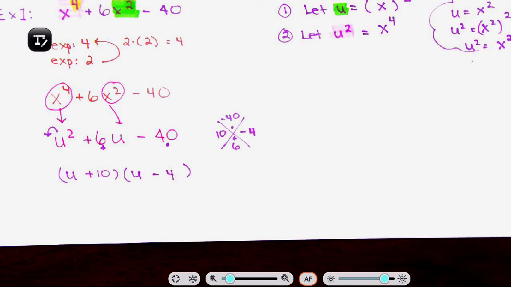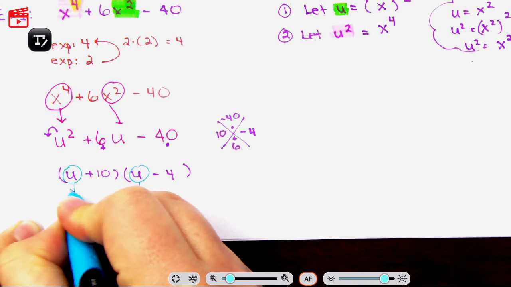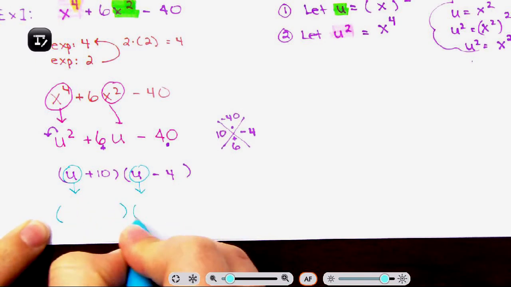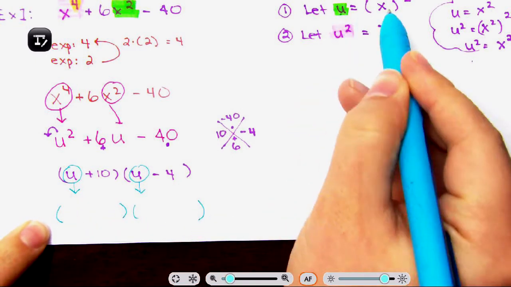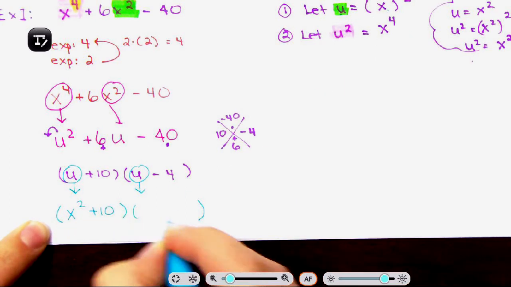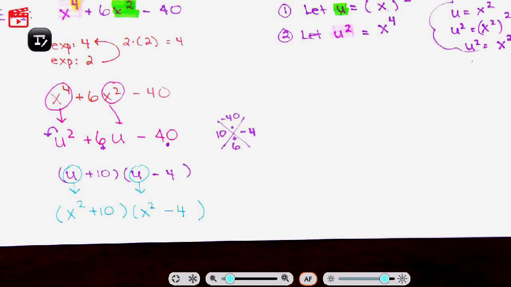Now that you have factored this, we're moving on to the next step. And the next step is to remove the U or the U squared, whichever one you have. In this case, we just have U. So we're removing the U and we are replacing what we had originally. So U was equal to x squared. So now I have x squared plus 10, and I have x squared minus 4.